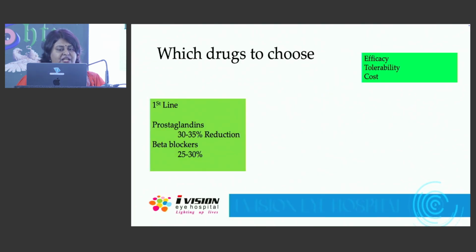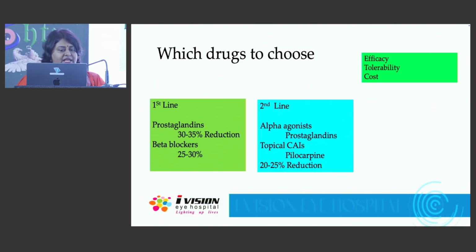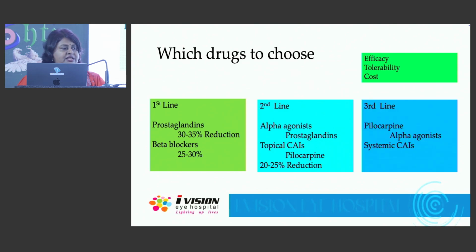Which are the drugs that have to be chosen? It depends upon the efficacy, tolerability, and cost of the medication. First lines are usually prostaglandins and beta blockers. Second line comes alpha agonists and topical carbonic anhydrase inhibitors. Third lines are the pilocarpines and systemic carbonic anhydrase inhibitors. We also have Rho kinase inhibitors nowadays.